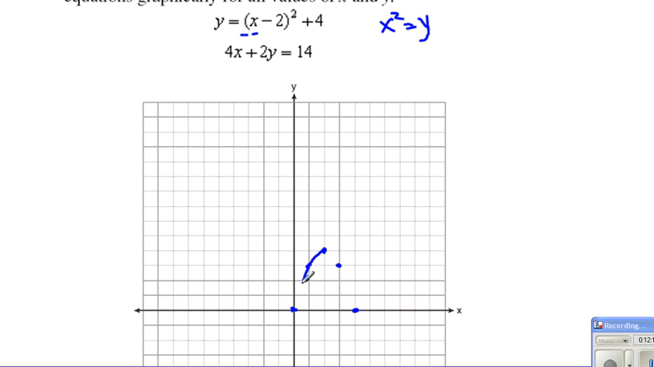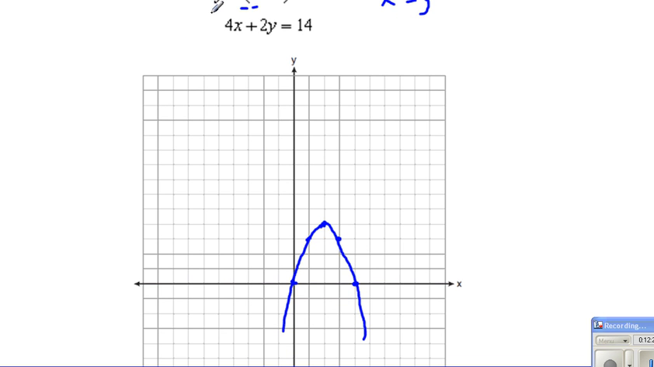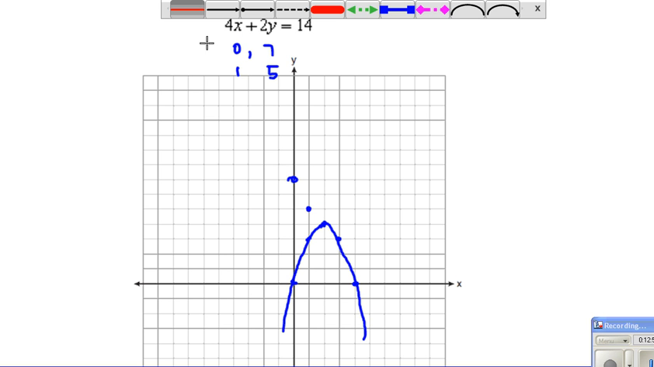So the graph will be some kind of parabola that looks like this. Now, but here we get to realize that we just have to pick a couple of points. When x equals 0, y becomes 7. You can easily calculate that. When x equals 1, then y becomes 5. So let's connect it. x equals 0, y equals 7. When x equals 1, then it's 5. Right? Now, then draw the line.